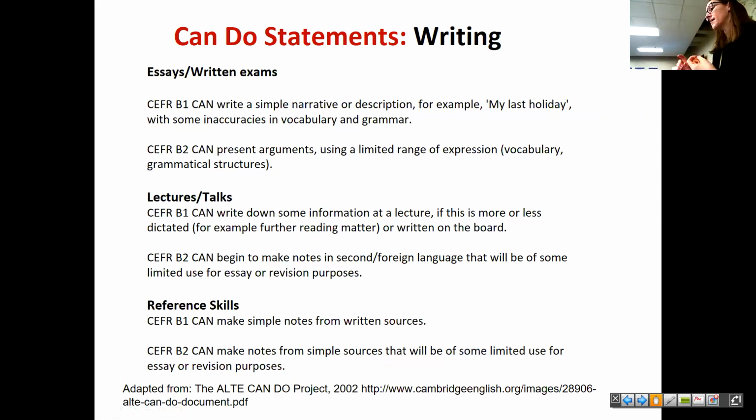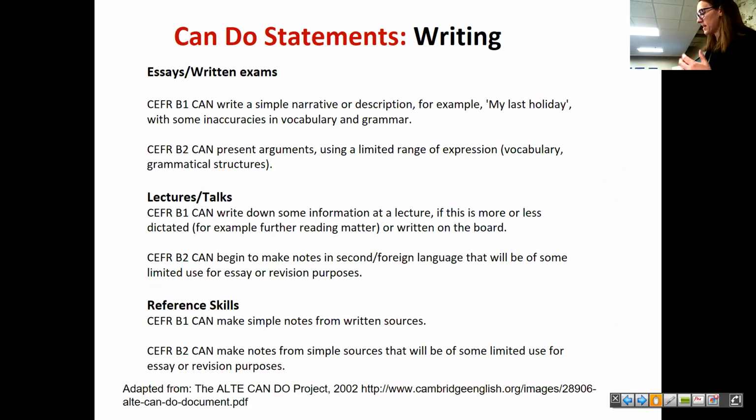So first of all, and these are specifically for study situations, these have been written for that. Can write a simple narrative or description, for example, my last holiday, with some inaccuracies in vocabulary and grammar. And now I think the question about time was good, because these can-dos are not connected to time. This is just what can you achieve. Can present, if you go a little higher in the level, can present arguments, use a limited range of expression, vocabulary, grammatical structures, lectures and talks. Can write down some information at a lecture if this is more or less dictated or written on the board. A little bit higher, can begin to make notes in a second foreign language that will be of some limited use for essay or revision purposes.